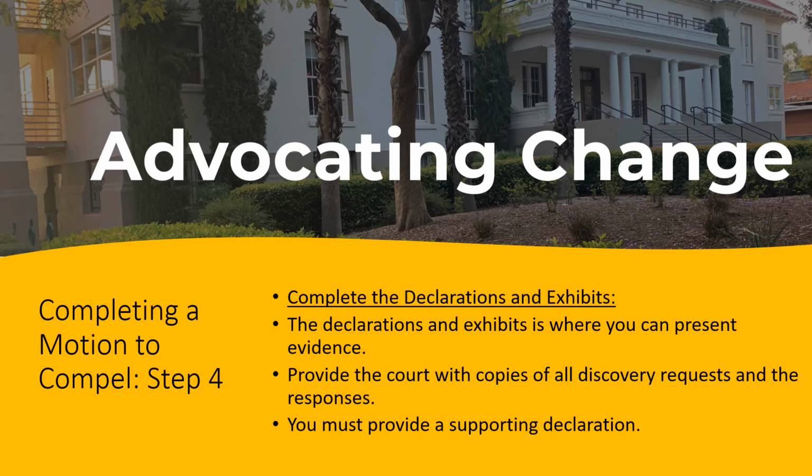Completing the motion to compel. Step 4. Complete the declarations and exhibits. The declarations and exhibits is where you can present evidence in support of your motion to compel. You can provide the court with copies of all discovery requests and the responses. You must provide a supporting declaration that demonstrates the efforts you made to informally resolve this dispute. This declaration needs to show attempts were made reasonably and in good faith to resolve the issue before completing a motion to compel.